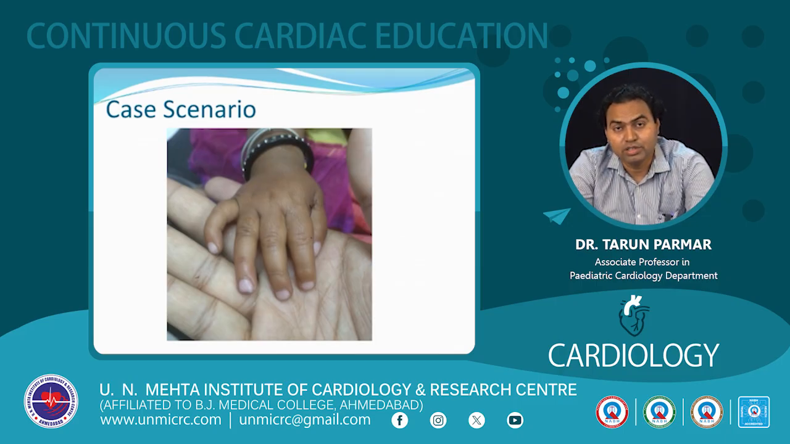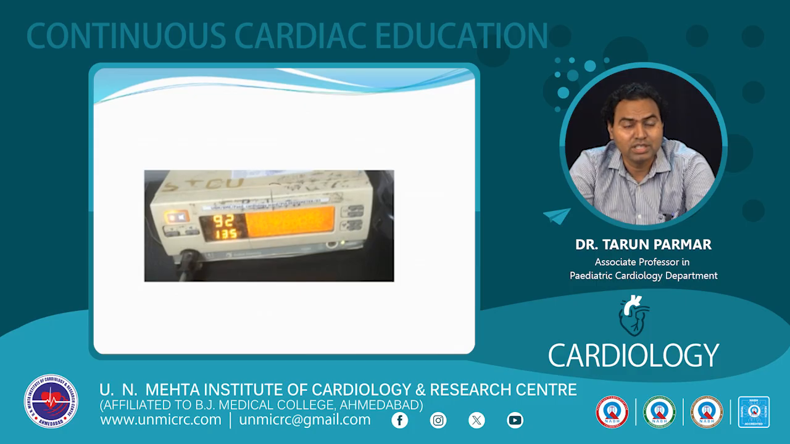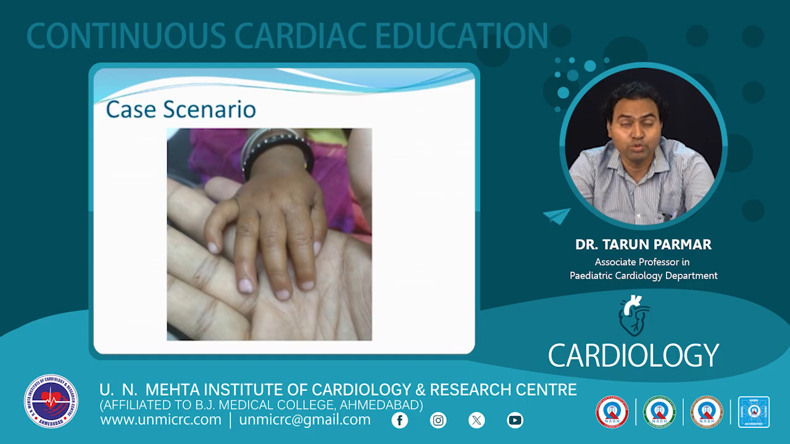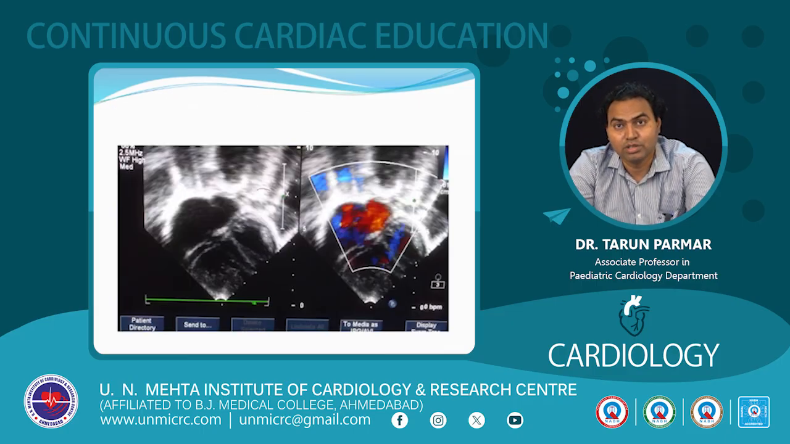This is the patient. Can you see this? I mean, is the patient cyanotic? Saturation is 92%, and this is the echocardiography. So here you may not differentiate as cyanotic, but saturation is 92, which is less than 95. That means cyanosis. And this is the echo image.